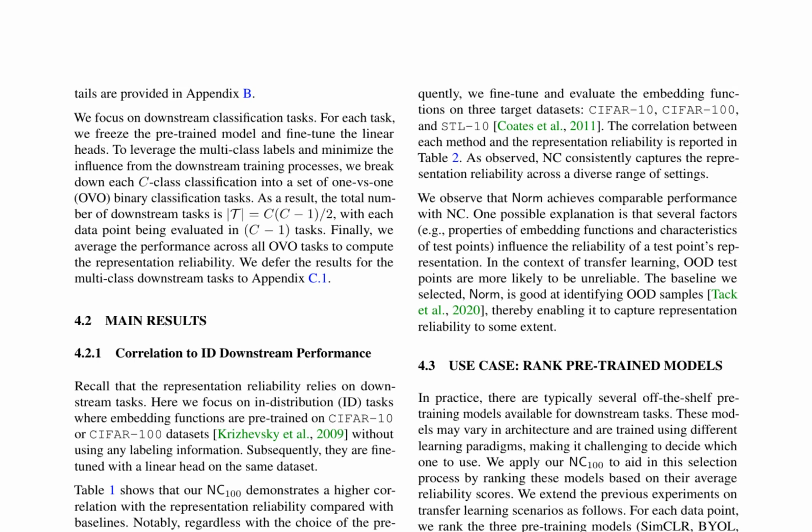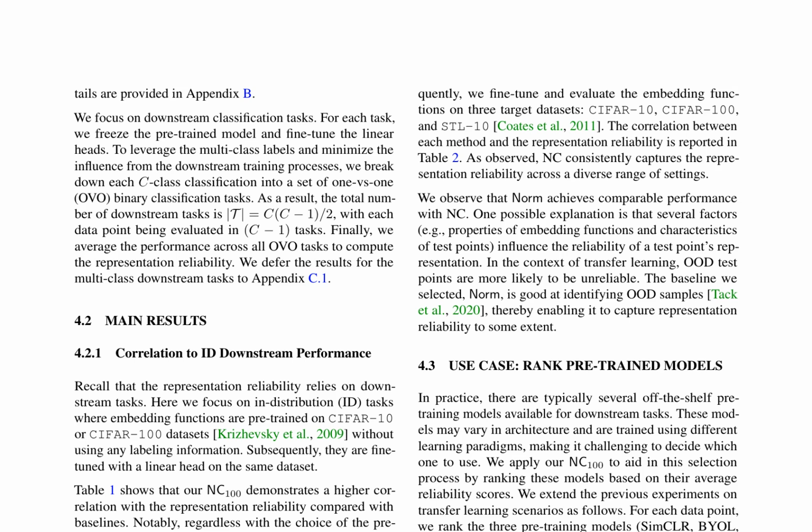The correlation between representation reliability and downstream classification tasks is a critical area of study, particularly in in-distribution and transfer learning scenarios. Our analysis reveals that NC100 consistently demonstrates a higher correlation with representation reliability compared to baseline models, as shown in tables 1 and 2. This suggests the superior performance of NC_k over baselines in identifying unreliable representations.